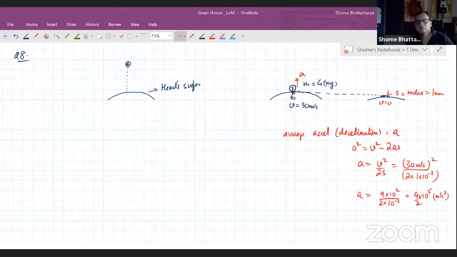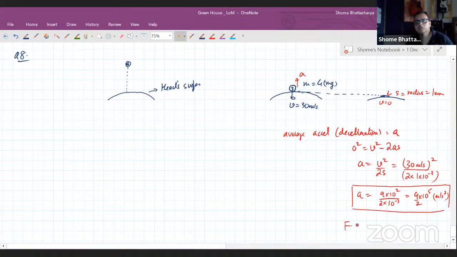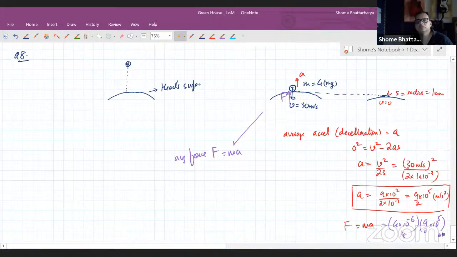Okay, so you will find the average acceleration like this. So the force will become mass into acceleration. Whatever force the head is applying, this average force, will become mass into average acceleration. So that will become 4 milligrams, so 4 into 10 raised to power minus 6 kg into 9 by 2 into 10 raised to power 5 meters per second squared. So this will give you the force. Okay, understood this?